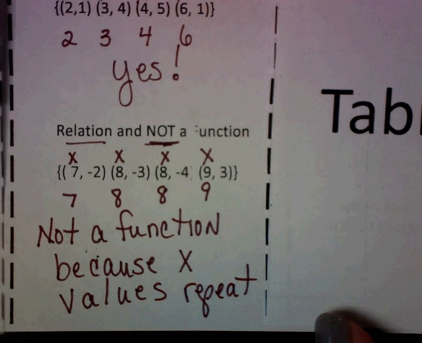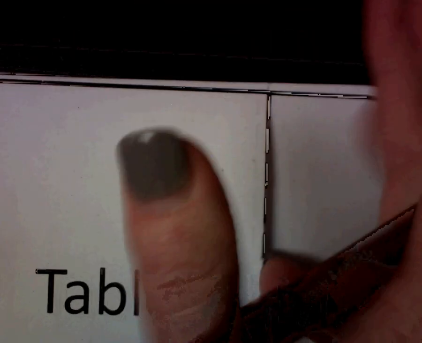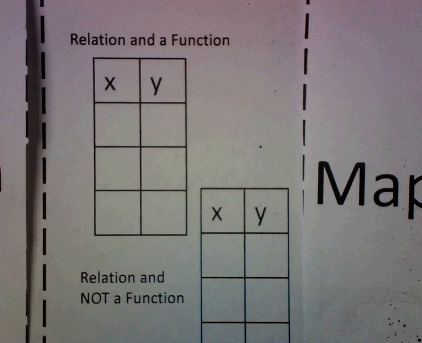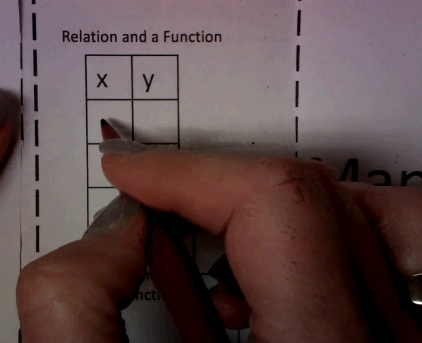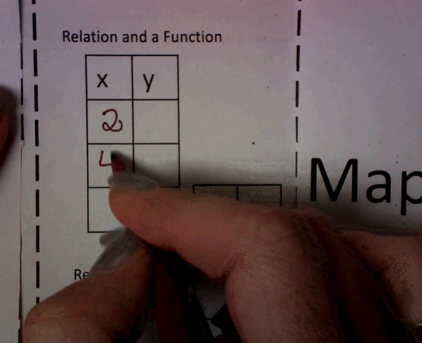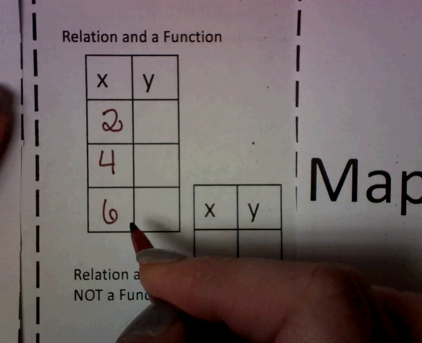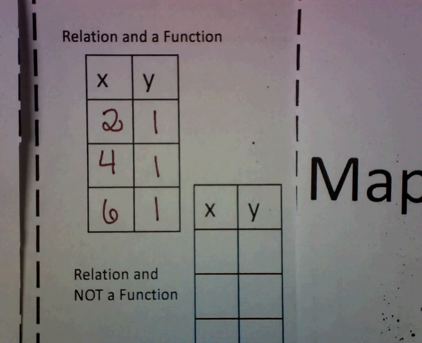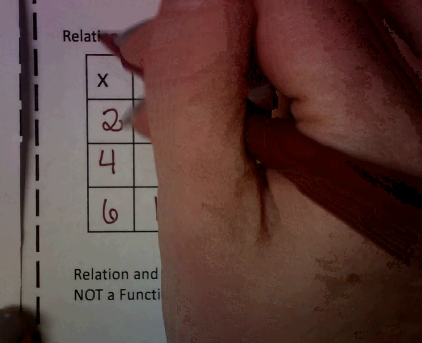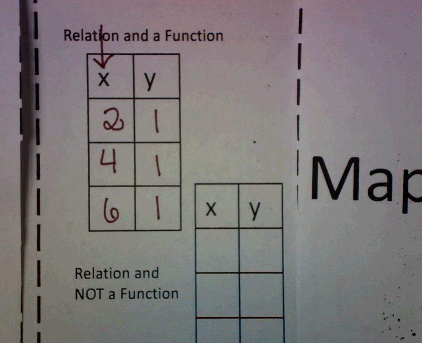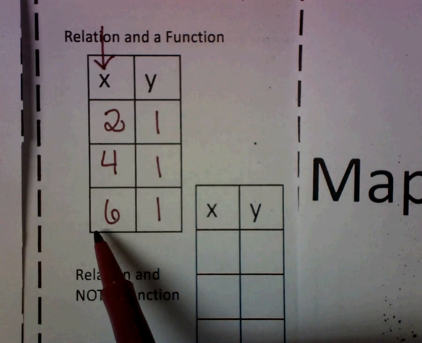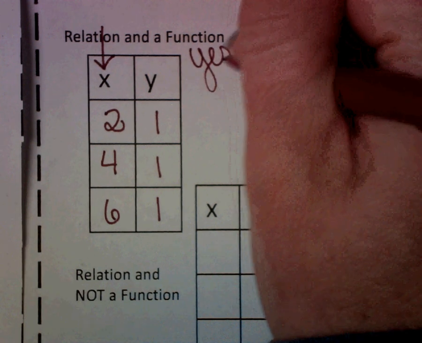Okay, let's go ahead and go to the table now because it kind of goes the same. Okay, I want to give you an example of a relation that is a function. 2, 4, 6, 1, 1, 1. I did this on purpose because remember, all we have to do is look at the x values. Do any of the x values repeat? No, they do not. So yes, this is a function.